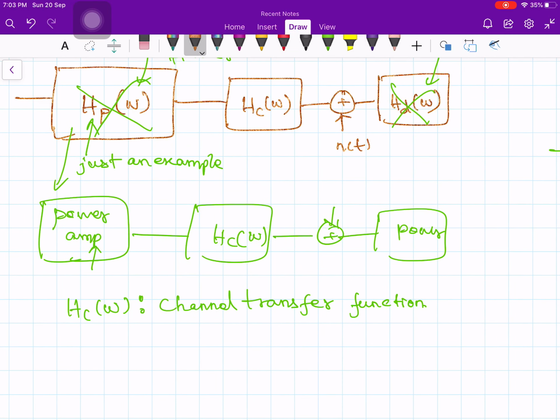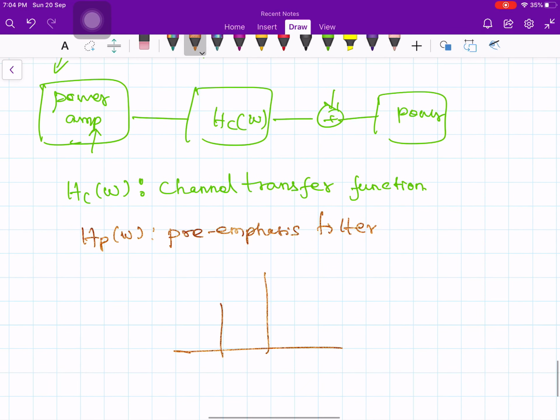So the next one is Hp of omega, that is the pre-emphasis filter transfer function. So it limits the spectrum to a given bandwidth. The main purpose of this filter could be to limit the transmission spectrum. If you try to eliminate noise which lies in the same bandwidth as the signal, then it will also eliminate the signal. So basically you try to eliminate the noise which is outside of your band. Let's say this is my band, minus B to plus B, for my message signal. Now the noise is everywhere. See, the noise is here, like this and like this.